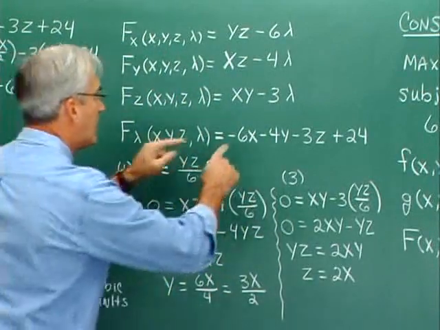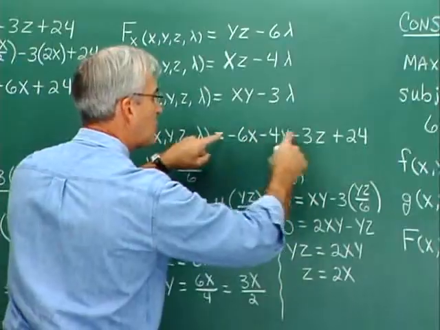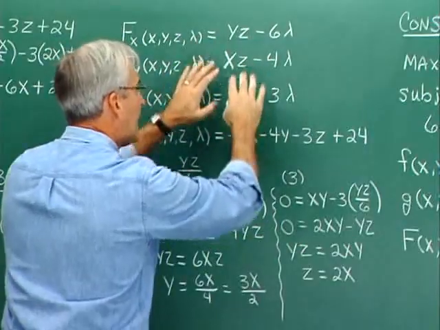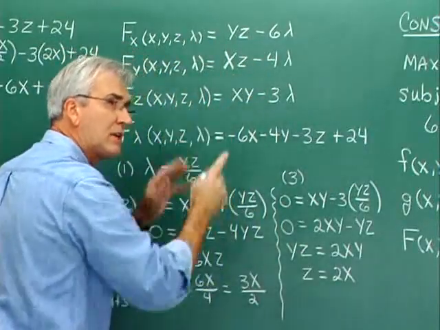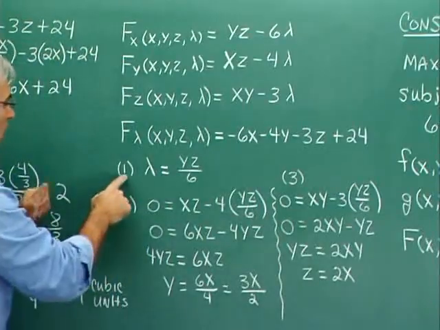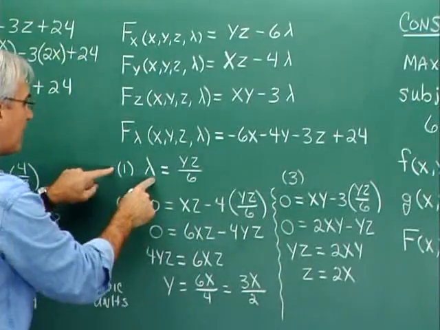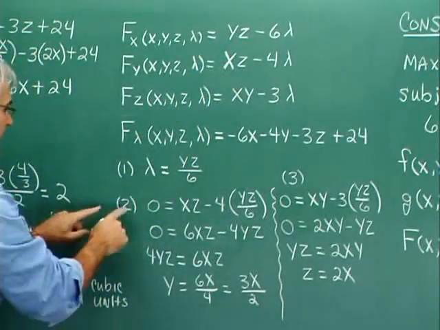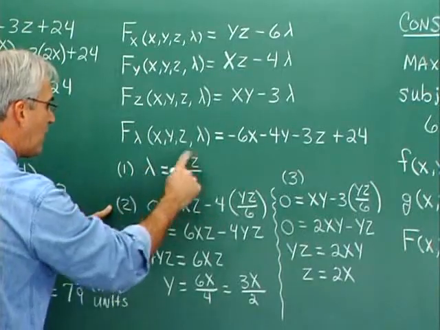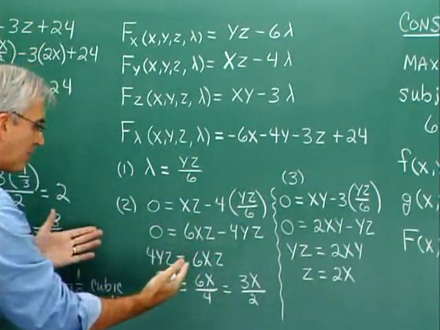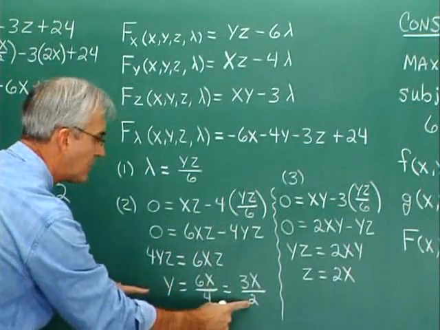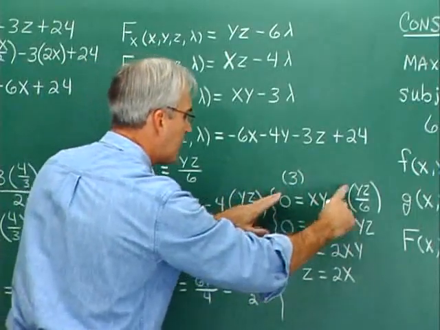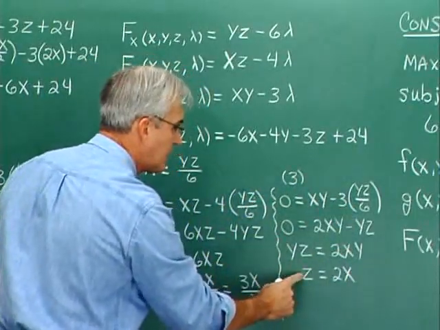Now, a way of doing it is to notice here that we have an expression that doesn't involve lambda. And we may be able to take our other expressions and solve them and do some replacement and so forth. Here's what I did. I took the equation 1 and I solved it for lambda. Lambda is yz over 6. And that's just from that top one. And then in equation 2, I replaced lambda with this expression, and then I simplified it a bit, and I found y to be equal to 3x over 2. And then I took this information about lambda from equation 1, and I put it also into equation 3, and I solved it for z. Z is equal to 2x.